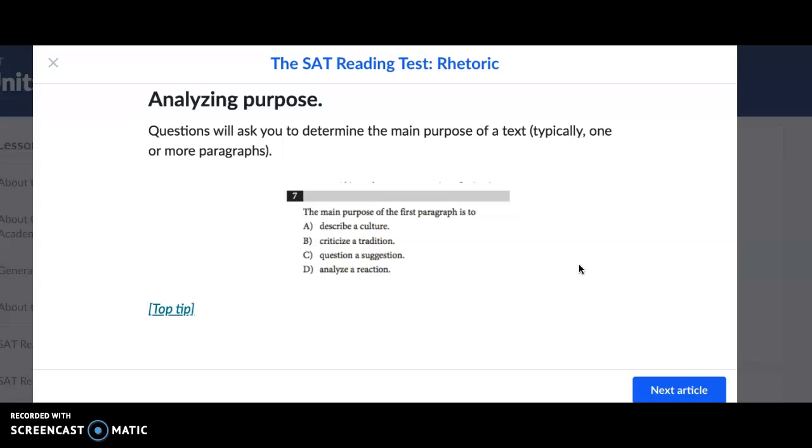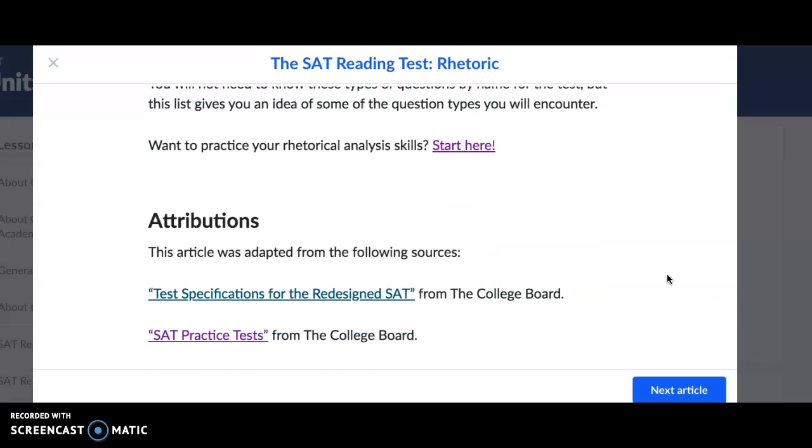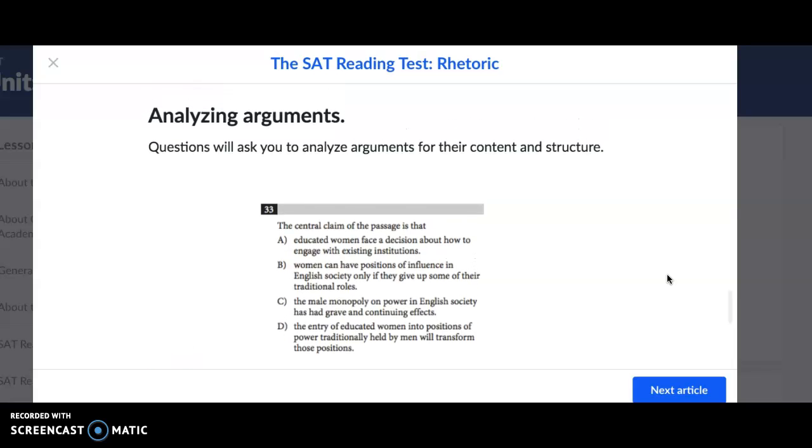The purpose. They're going to ask you about not only the purpose of the entire article, but the purpose of specific paragraphs within the article. We talked about this at the very beginning of the year. We spent a great deal of time writing arguments, if you remember correctly from last year. Why? Because they ask you in the SAT to analyze arguments. The central claim of the passage is, so we're talking about what is this author trying to prove? And how is this author doing it? And that's all I have for you on that.